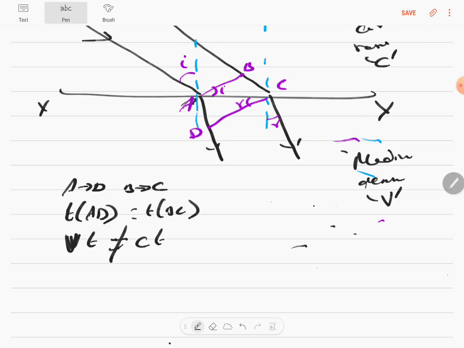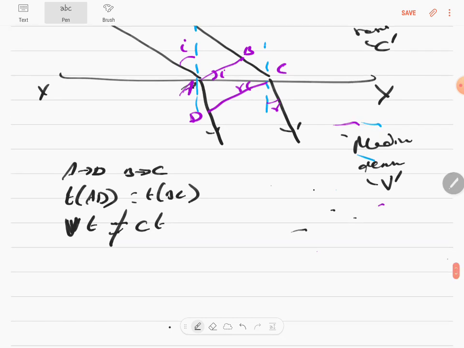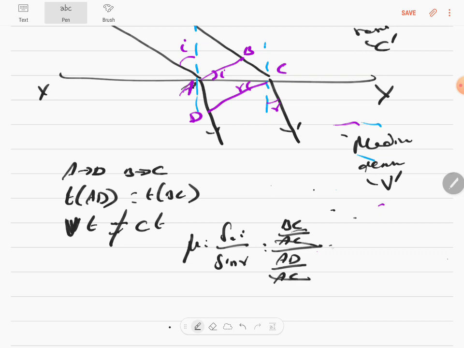So what do we do? It's about the laws of refraction, where the refractive index is sin i by sin r. What is sin i? It is opposite, which is BC, by hypotenuse, which is AC. And what is sin r? It is AD by hypotenuse AC. AC gets cancelled, so BC by AD. What is BC? As you know, it's CT.